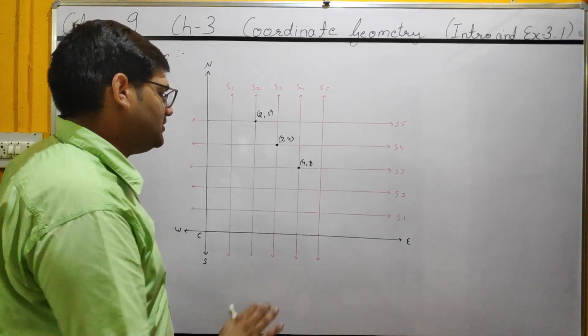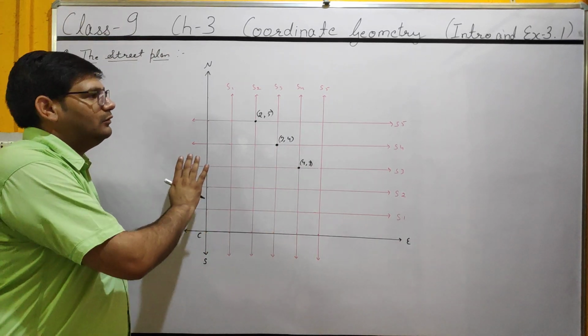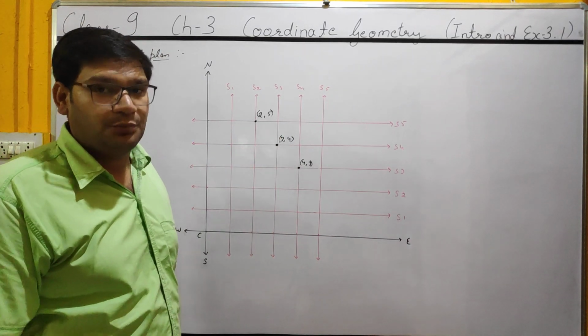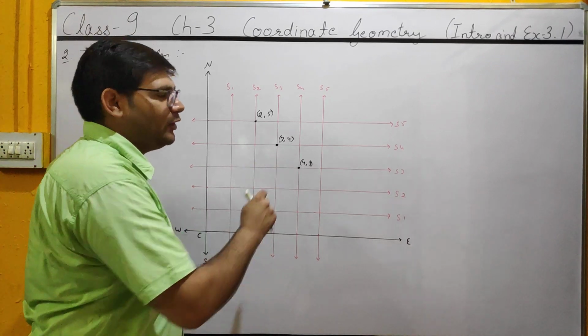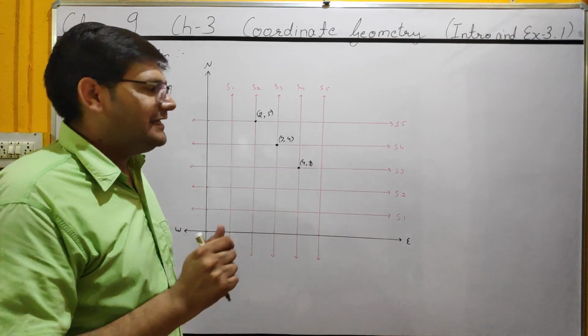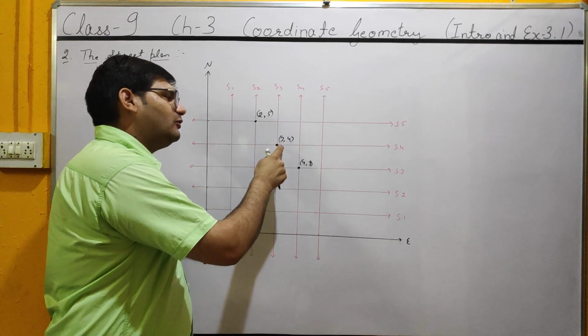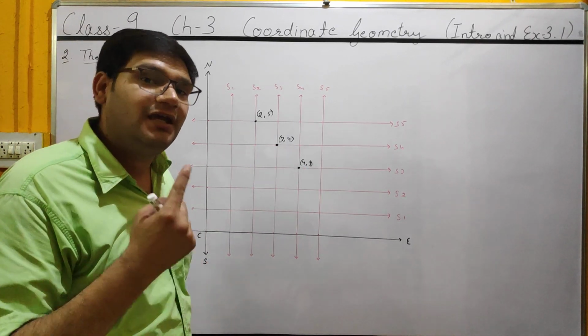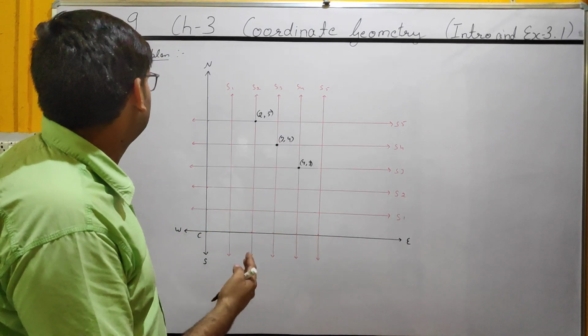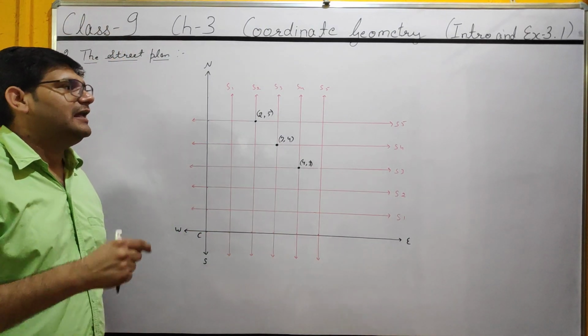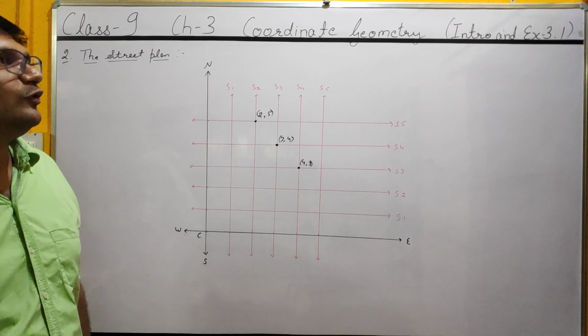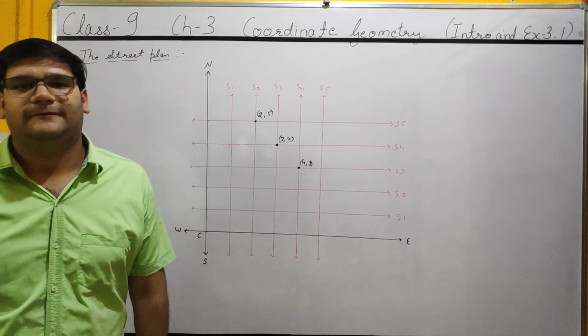So this was the question. First of all, we need to plot this diagram on the notebook and then we need to highlight the points, and also we have to answer how many cross streets are there for 4, 3? Only one. And how many cross streets are there for 3, 4? Only one. So this was the second question of street plan. So this is the completion of exercise 3.1.